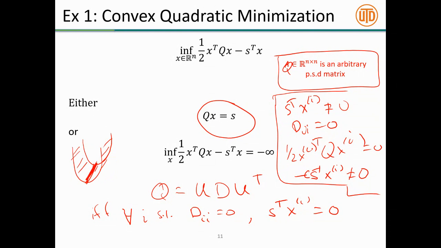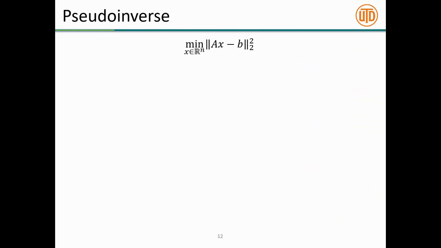Okay. So if you're happy with this argument, there's one nice simple consequence of it that applies to the pseudo inverse. Let's take a look at that. Here's a quadratic minimization problem: minimize over all n-dimensional vectors x the norm of Ax minus b. Here we're saying A is an n by m matrix.